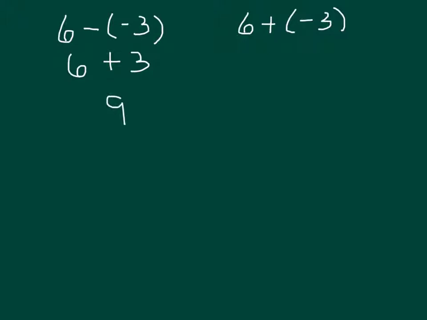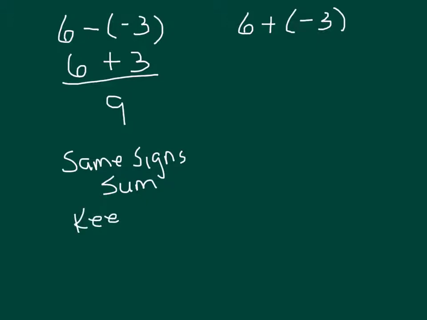But the reason the answer is 9, and the reason it's positive 9, is because in this problem you have the same signs. So you get the sum of the two numbers, and the sum of 6 and 3 is 9. And you keep the sign. And the sign is a positive, so you have a positive 9. All right, let's look at the other problem.